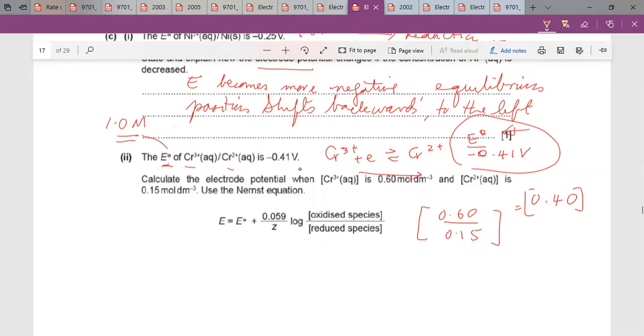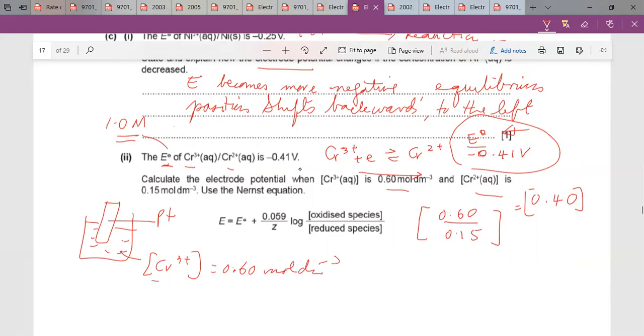Okay, now. So calculate the electric potential, which is not standard anymore when this is this concentration. Okay, it means this half cell, with your platinum here. And of course, this solution no longer contains 1 molar, but Cr3 plus, how much? 0.60 moles per dm cube. And here Cr2 plus, how much? 0.15 molar per dm cube. Okay, now I want to talk about this one only with no reference here. Of course, it's referenced to hydrogen, but don't care about that.